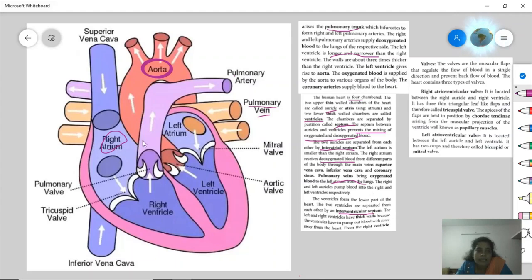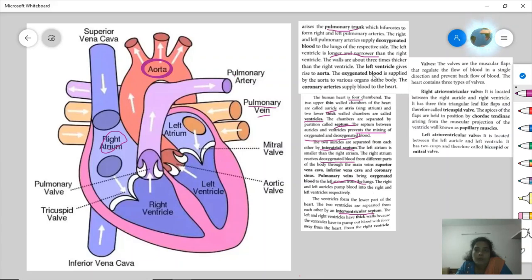Okay, so once again, we can see the structure. There are 4 chambers: 2 upper chambers and 2 lower chambers. Upper chambers are known as auricles and the lower chambers are known as ventricles. So left atrium, right atrium, left ventricle and the right ventricle. Then what are the main vessels? Superior vena cava, inferior vena cava, aorta, pulmonary artery, pulmonary vein. So these are the different parts.